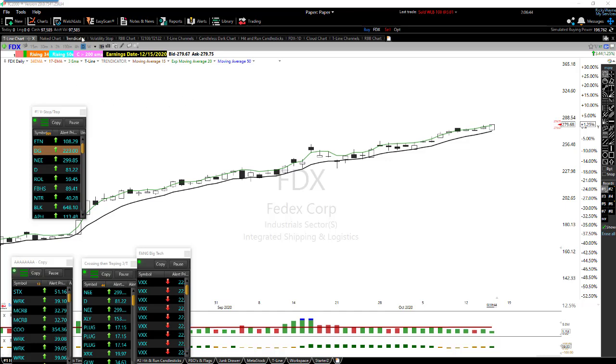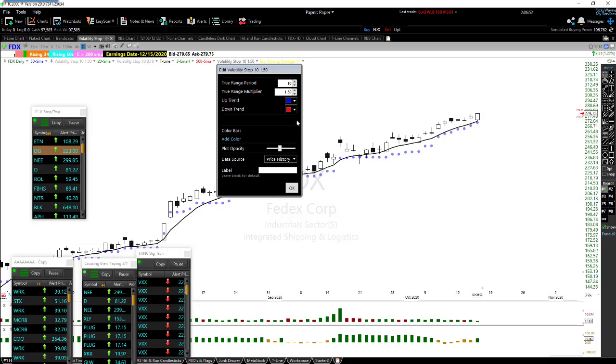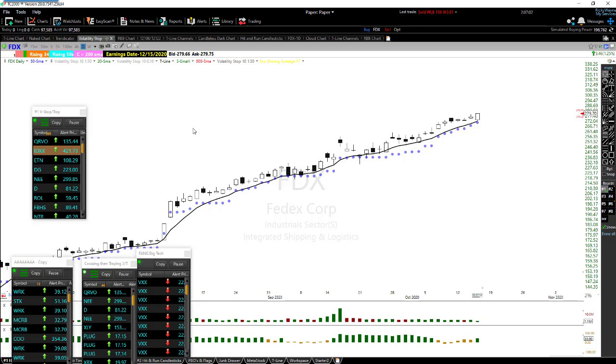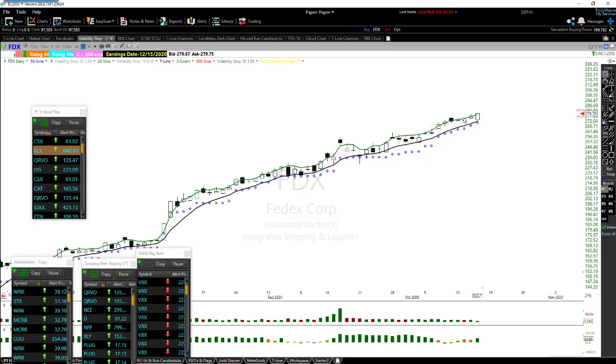I'm going to actually bring up my volatility stop. Let me make sure that's actually it. Yeah, that's it. Okay. So that's my volatility stop. Now what I'm going to do is put the 3 up there so we have the trap. There we go. So now we've got the trap plus the volatility. Now let's go look at FedEx again.